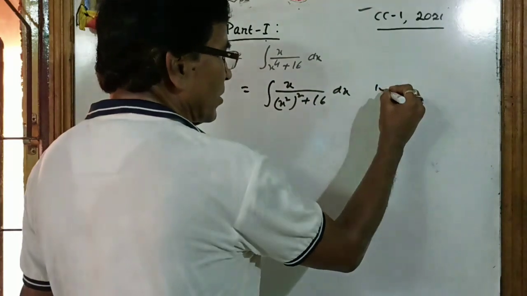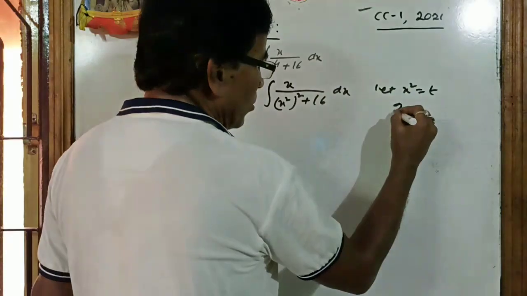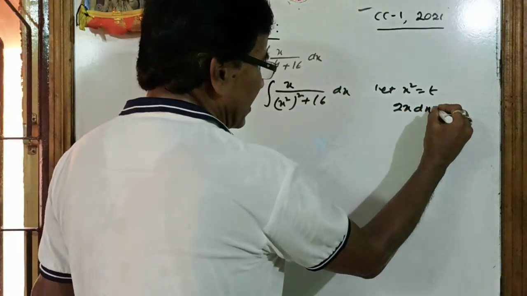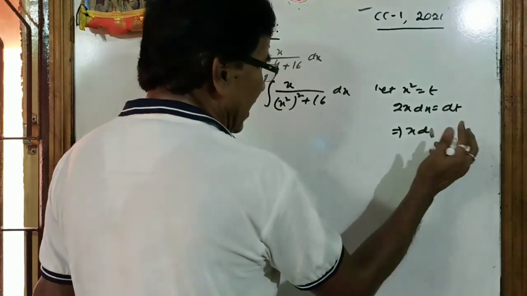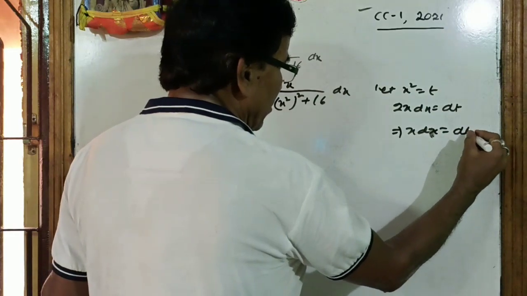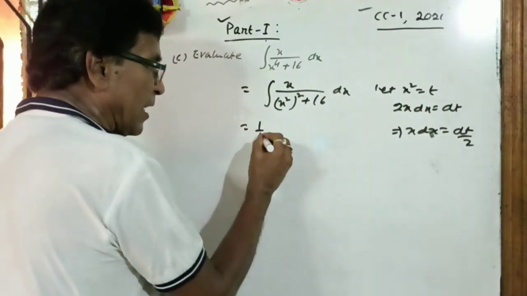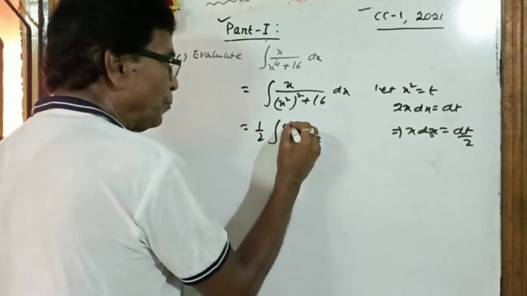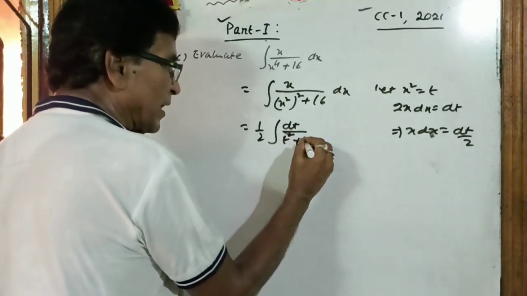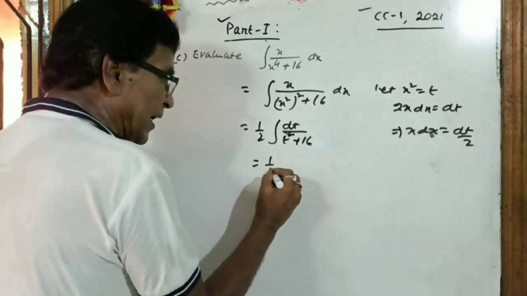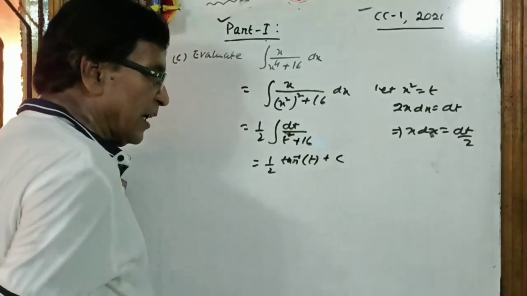So here we take the substitution that x square is equal to t. Since x square is equal to t, on differentiating we get 2x dx is equal to dt. That means x dx is equal to dt by 2. On substituting, we get half integration of dt divided by t square plus 16. So its integration is half tan inverse t plus c, where c is the constant of integration.